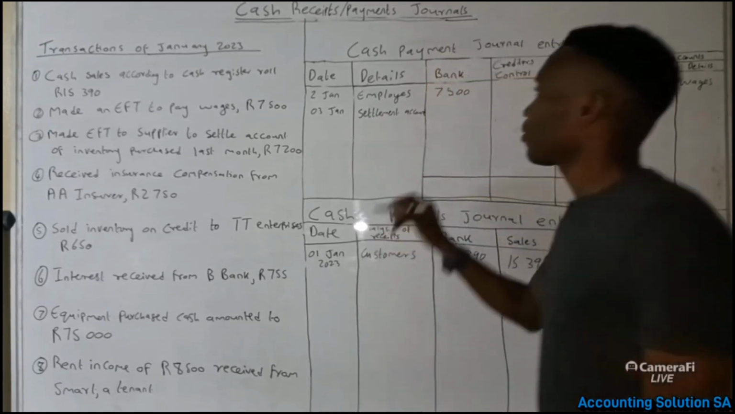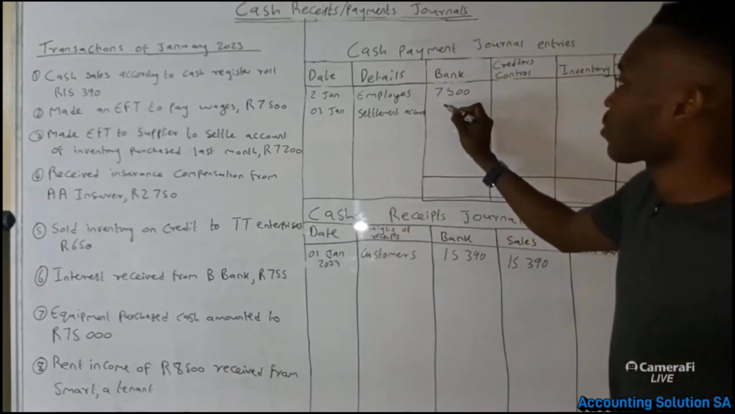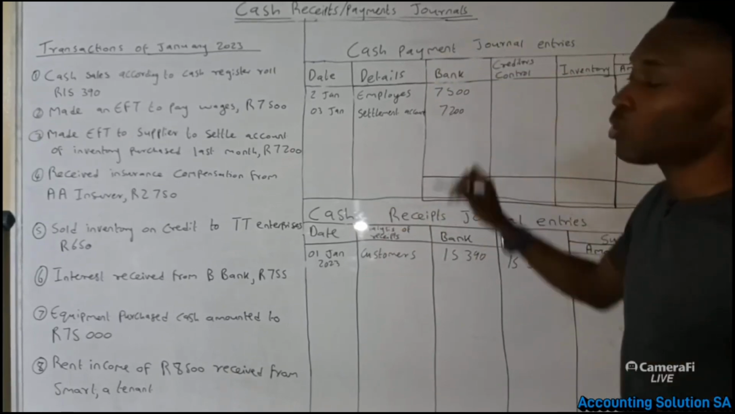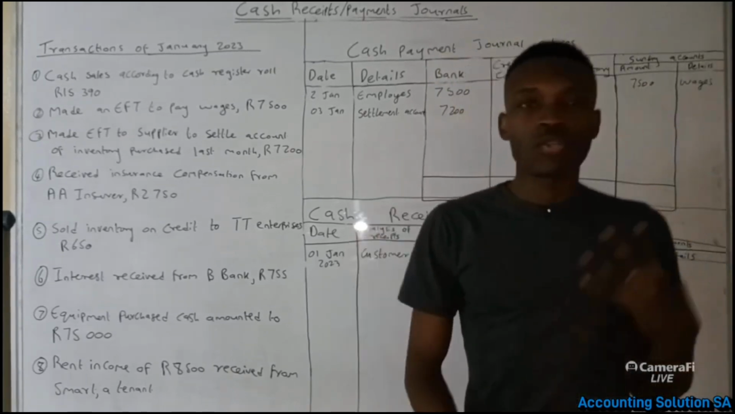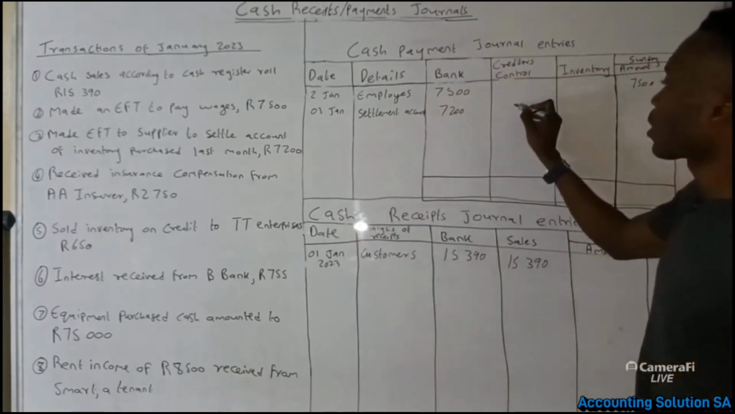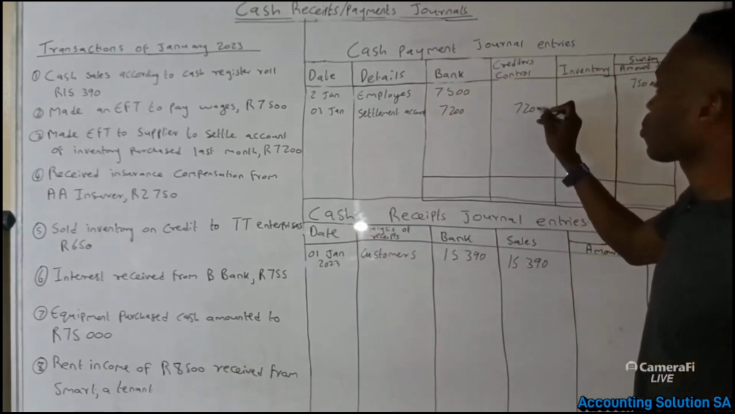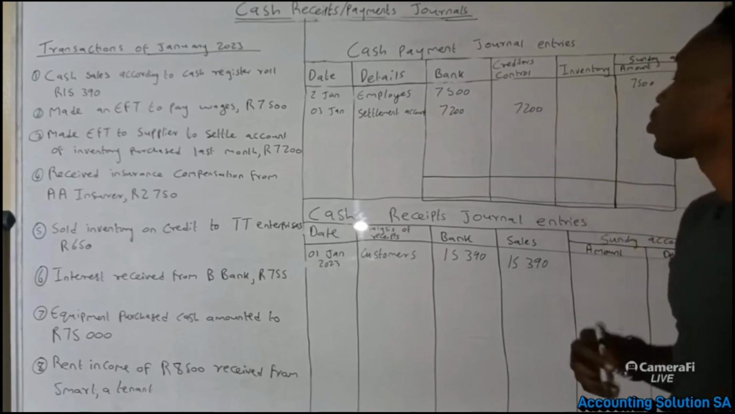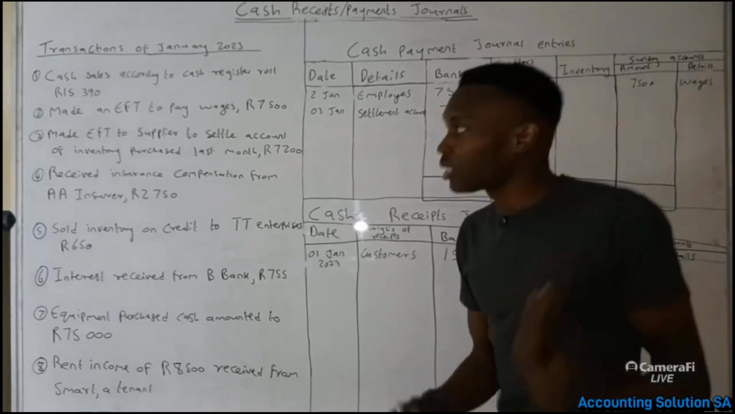Okay, remember the amount is 7,200. Remember, when we purchase on credit, we record it under creditors control, which means that it's going to fall under our creditors control, which means that we're not going to go to a sundry account in this case.